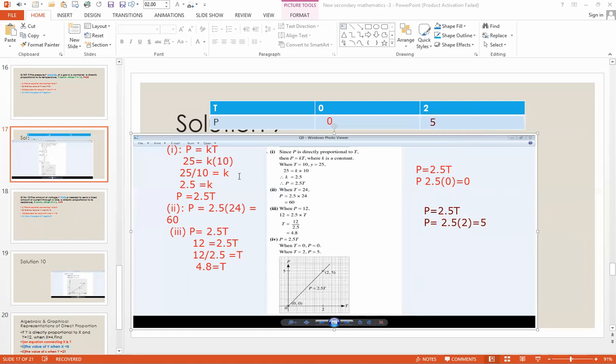Then we have to draw it here. I will highlight it using different colors for your convenience. The variable which is on the top, we take it on the horizontal axis. The horizontal axis is the axis which moves toward the right-hand side. So first I take the horizontal line, that is t. Next I take the vertical line, that is p.